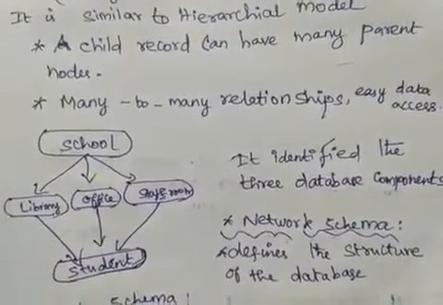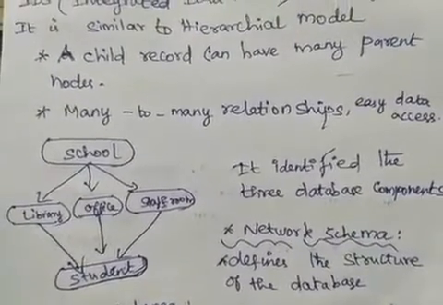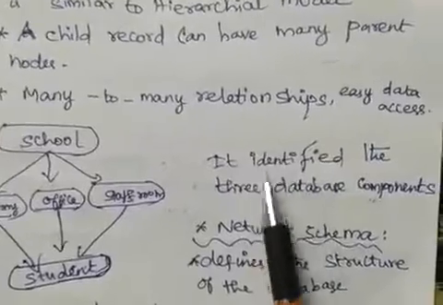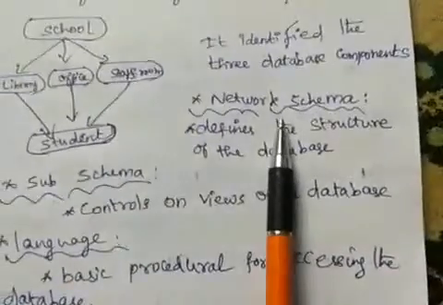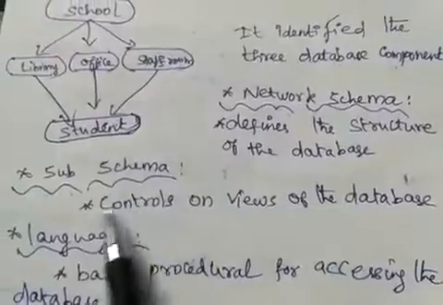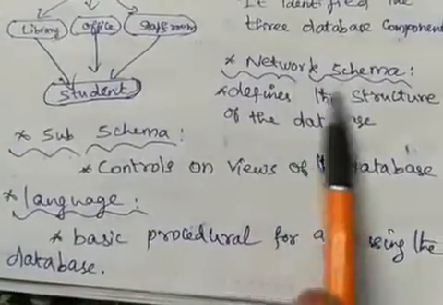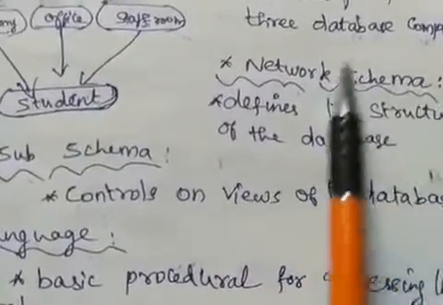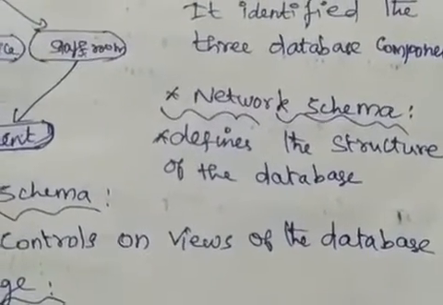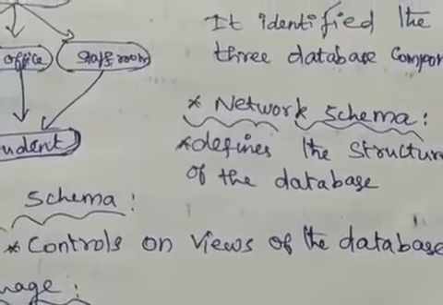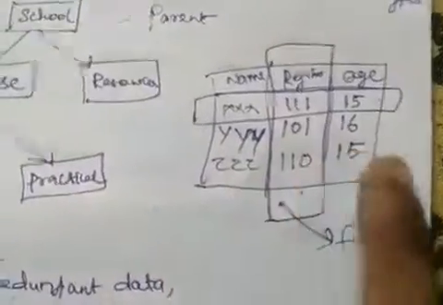That is the advantage of the network model, and it can be identified by three database concepts, that is network schema, subschema and language. So what is the network schema? It is the structure of the database. It defines the structure of the database. So how many columns are in the database? For example, you see here in our table, how many columns are there?